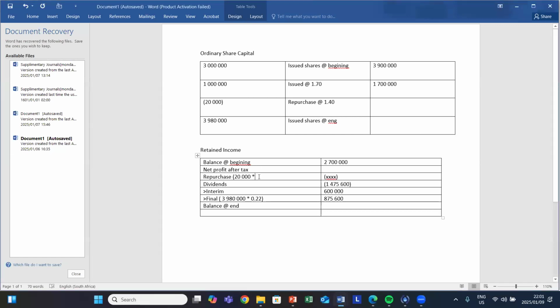So 1.1 will be taken in our retained income. So we'll multiply 1.1 by 20,000. And then we'll get an amount of 22,000. And then also remember that it's supposed to be in brackets.